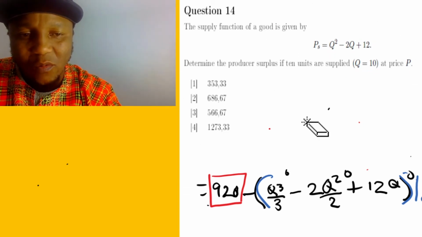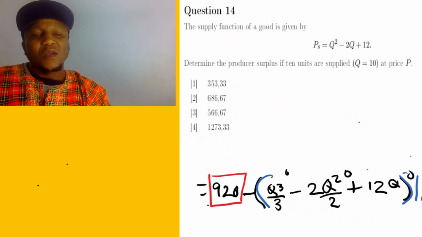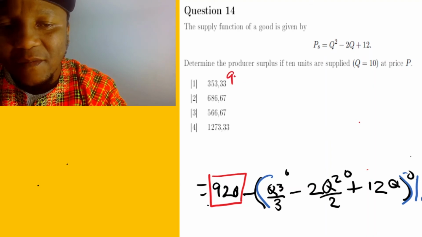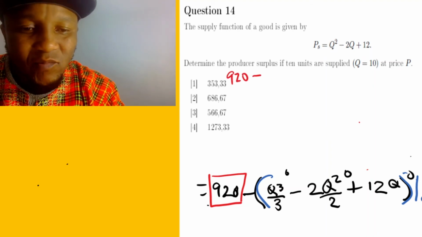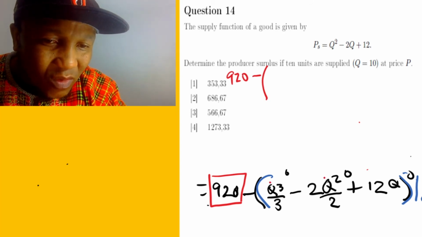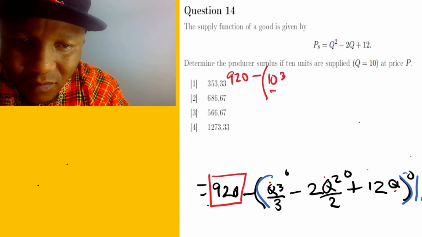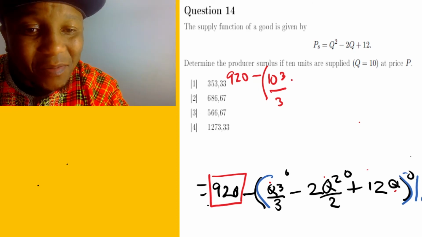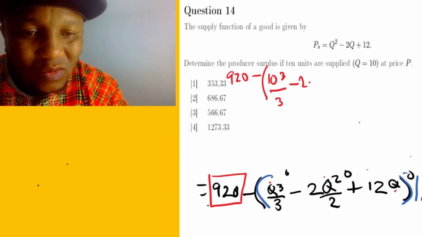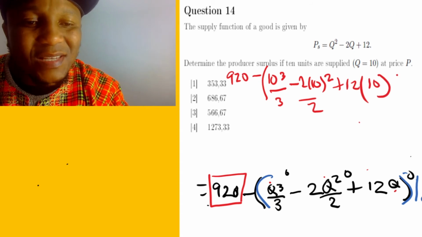Okay, so what we're going to do now, we're going to say 92 minus the upper limit. So what is the upper limit? Take this 10 and substitute it wherever there's a q. So it's going to be 10 cubed over 3, that's the upper limit, minus 2 times 10 squared over 2, plus 12 times 10. So that's the upper limit.